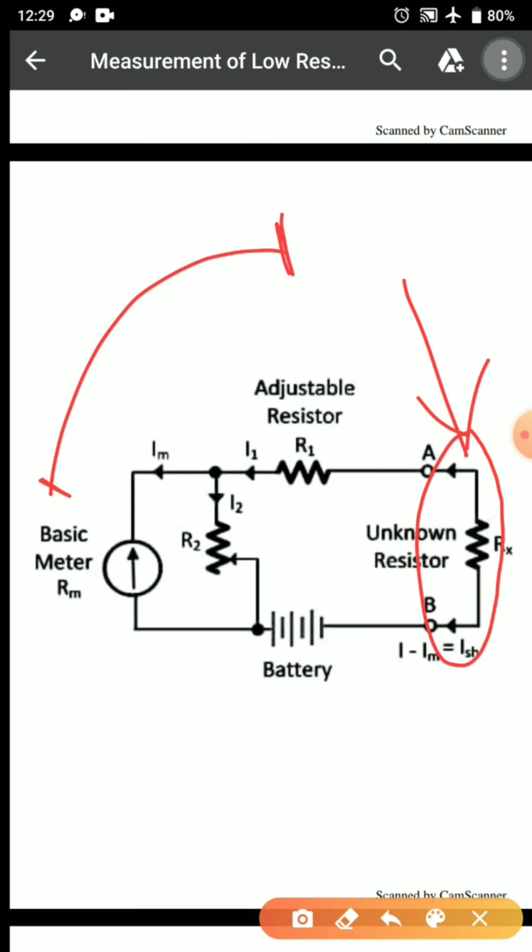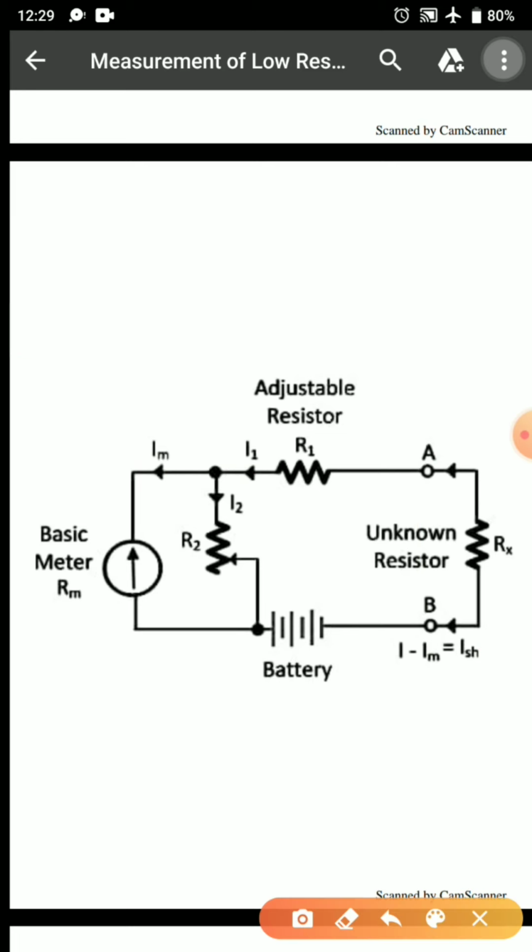Now I have to mark the readings, because I have to calibrate the scale. Only after calibration of the scale can I make out whenever my pointer is moving. If I have a calibrated scale, then only can I make out the value of the unknown resistance. For calibration purposes, we have two conditions: one is short circuit and one is open circuit.